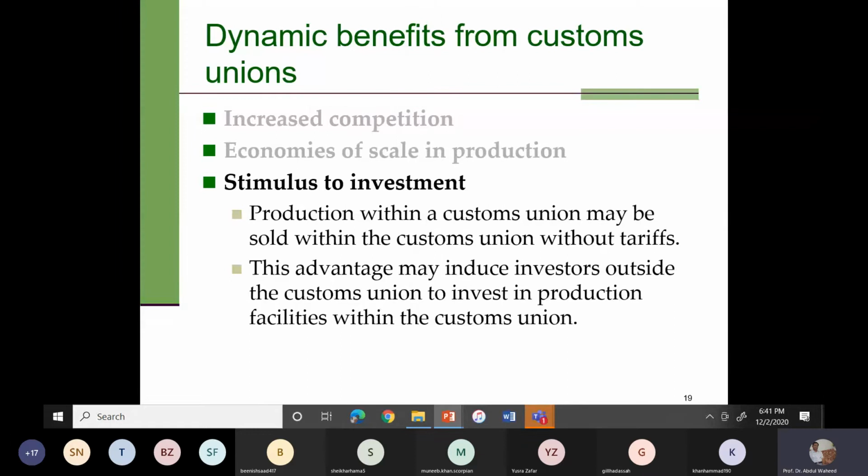And this will also induce investors outside the custom union to invest in production facilities within the custom union. Because now whether you are producing in your own country or in some other country, you have the custom union, so this will increase investment outside the custom union and also within the custom union.